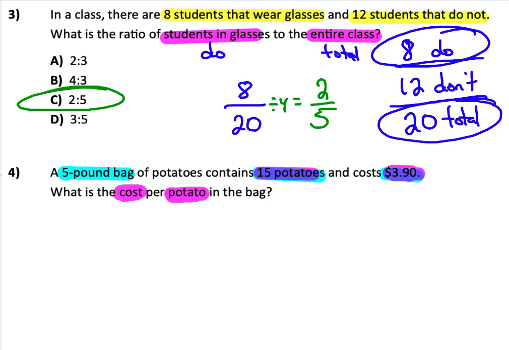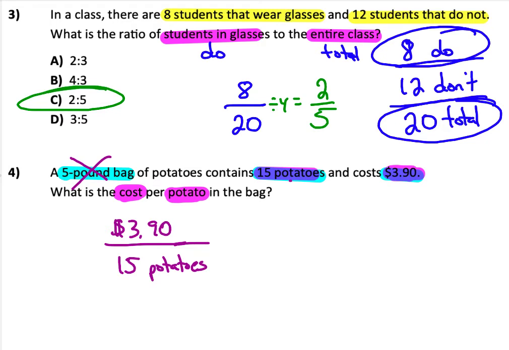Well, I had 15 potatoes. So in this case, it gave me lots of information. I needed to look at what the question asked for. It said cost and the number of potatoes, not the number of pounds. So in this case, I'm not going to use that 5 pounds. Well, cost came first, and we know money goes on top. Potatoes, well, that was 15 potatoes.